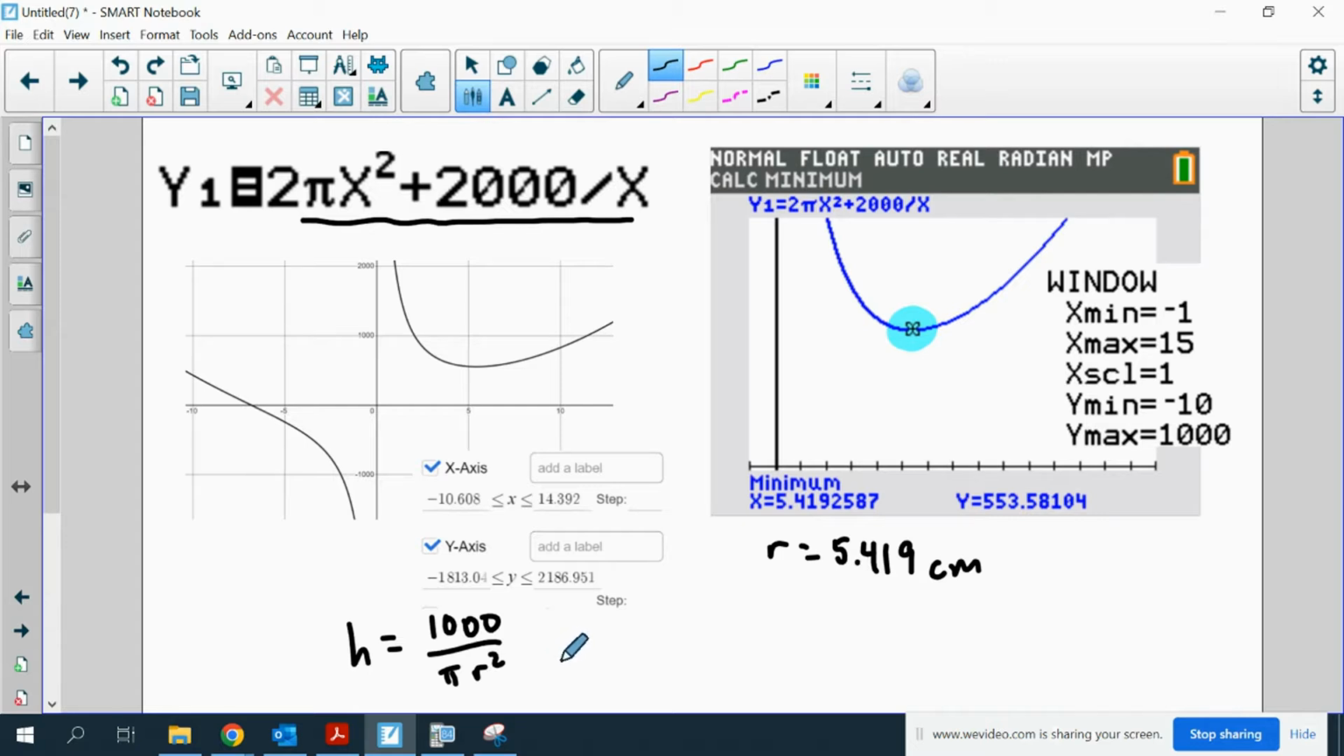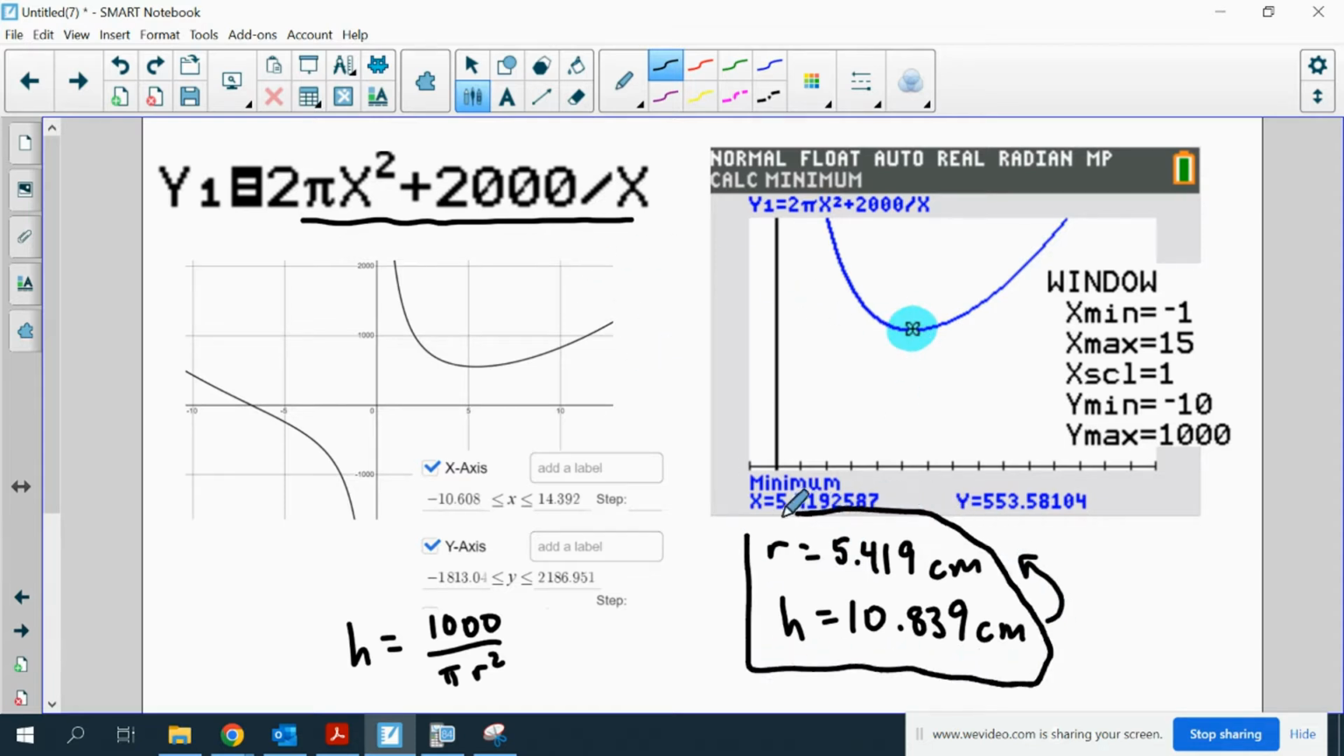When I substitute it in, 1,000 divided by pi times 5.4192587 squared, I end up getting a height of 10.8385 or 10.839 centimeters, which is exactly twice as big as the radius that we got. So these are the dimensions that, out of 1,000 cubic centimeters, or 1 liter, will minimize the surface area.